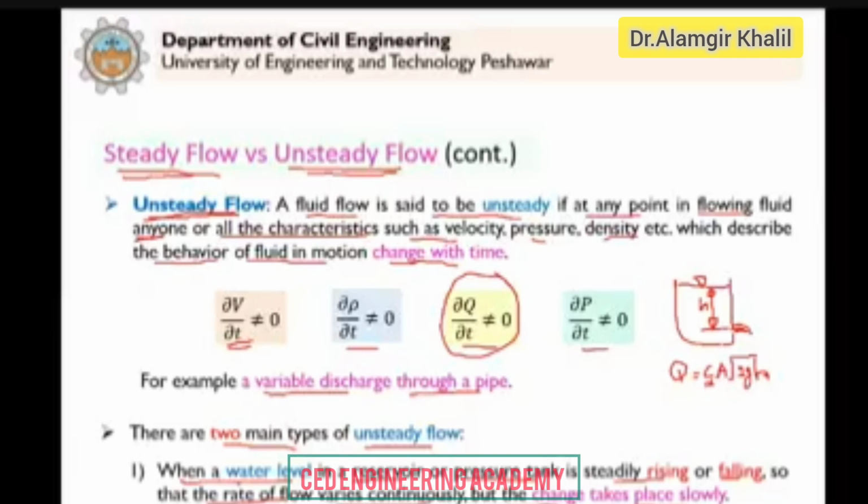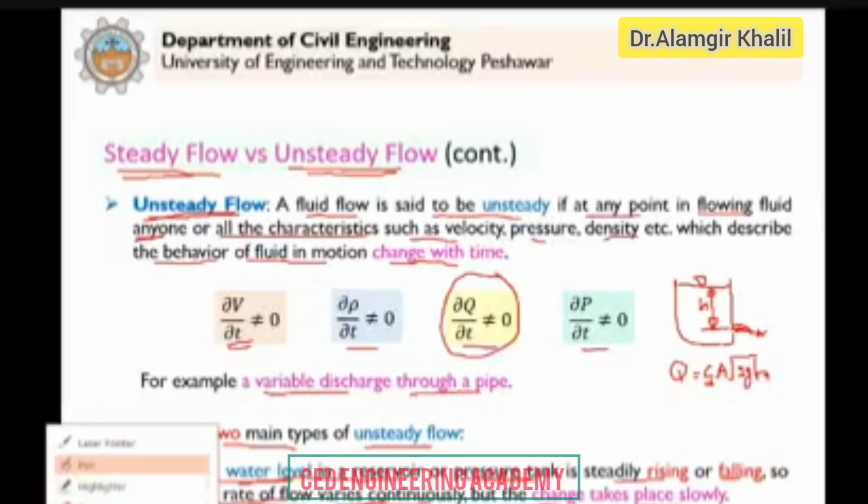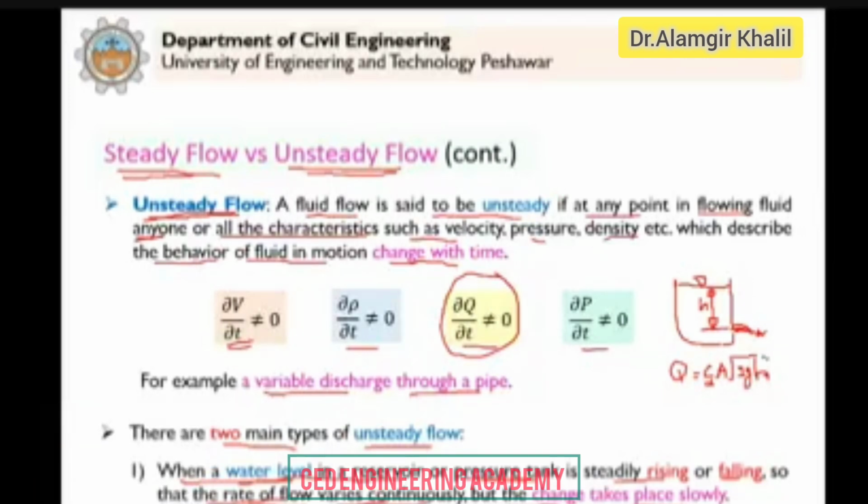So what is happening? Now the water level in a reservoir or pressure tank is steadily rising or falling. This water can rise, this water can fall. So the rate of flow will change continuously. How? Let us assume the water level is falling, because of the fluid which comes out. Now you can see that in this equation, this H is changing. Is it constant? No. Because the water level will go down, there is no inflow. Let's say Qi is equal to 0.